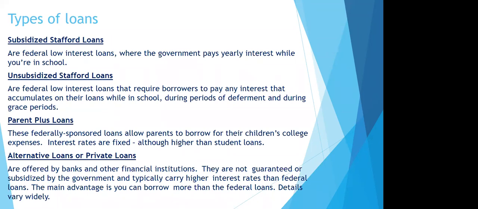That's really great. Subsidized are the most ideal if you have to take out any money, because the government pays the interest while you're in school. So if you take out $2,000, when you graduate that loan is still only $2,000. However, unsubsidized does accrue interest while you're in school. So if you take out $2,000, it's going to be $2,300 or whatever it is once you graduate.